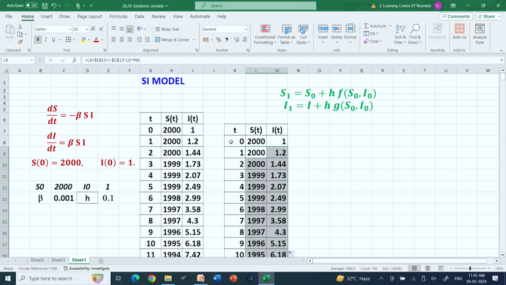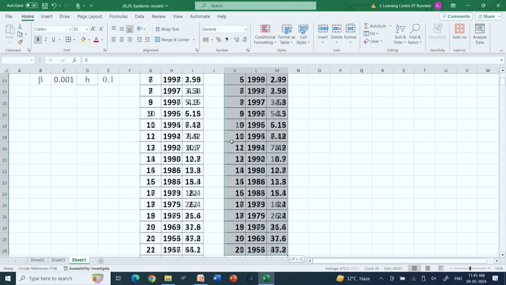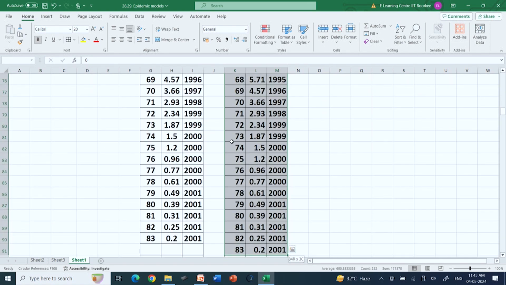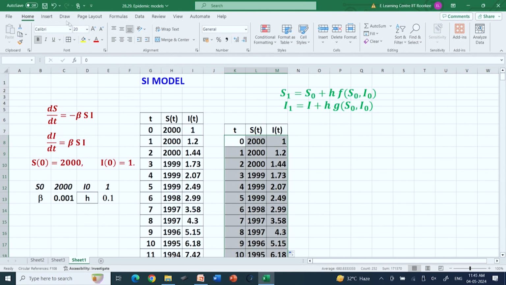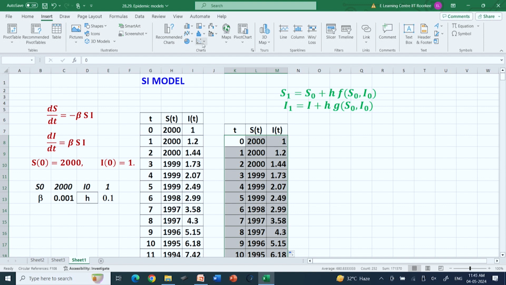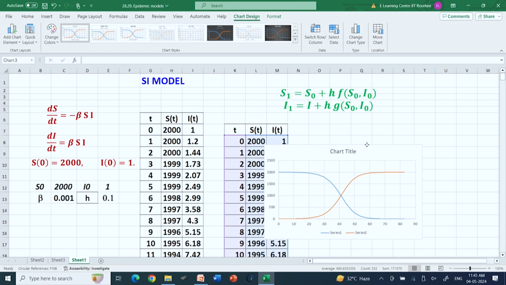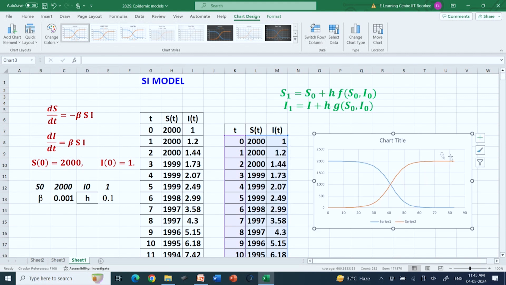Now we plot this. You highlight by pressing the shift button and to the how many values we have up to 83. Go to insert, choose this scatter diagram and this graph. So you get this curve. I don't like the grid, so you may keep the grid. If you want to remove, click the plus sign and uncheck this grid lines. So you can see the grid lines are gone.